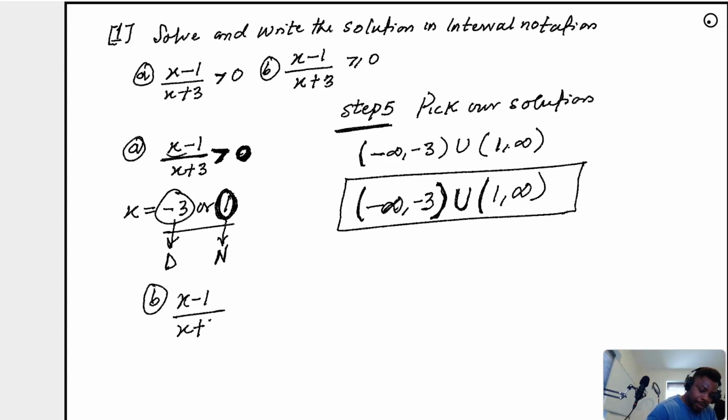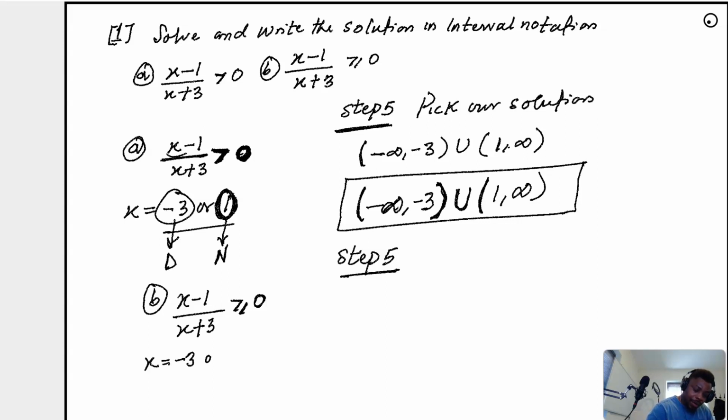For B, the only difference is just greater or equals to 0. So you are still going to solve B the same way you have done A, through all the steps. But step 5 will be different for B. For step 5, remember, we want to pick the solution now. And we said we are only particular about this.